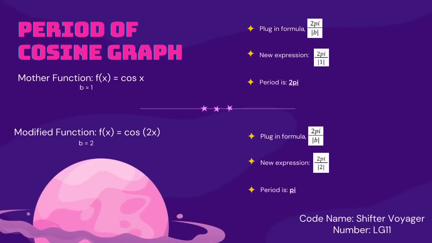It looks like our mother function here is f of x equals cosine x. If that is the case, we can plug it in our formula, 2 pi over the absolute value of b, which would become 2 pi over the absolute value of 1, making our period here 2 pi.